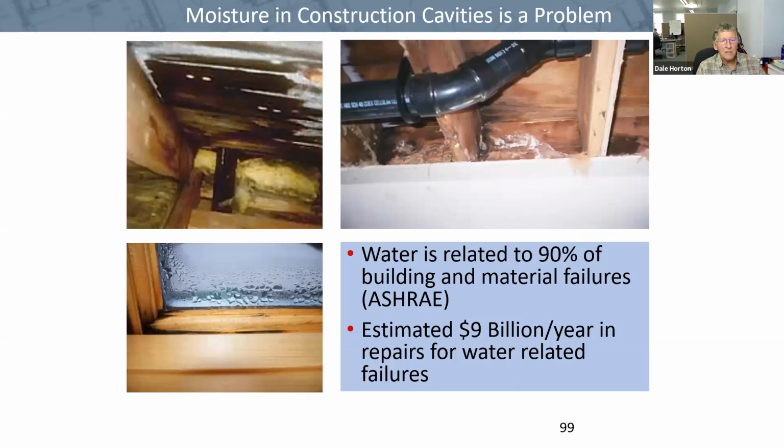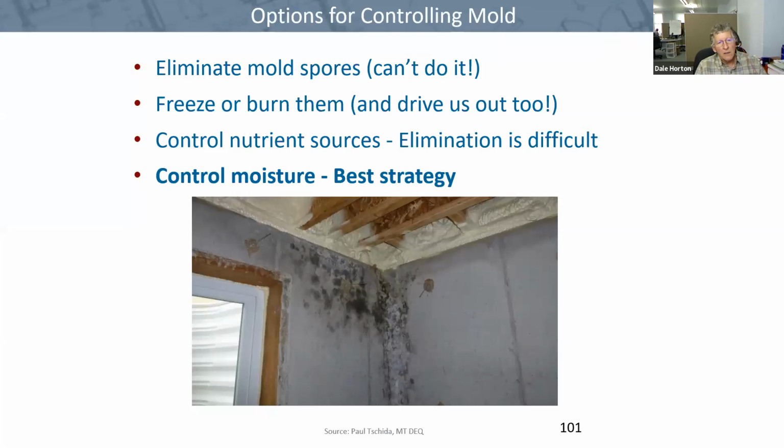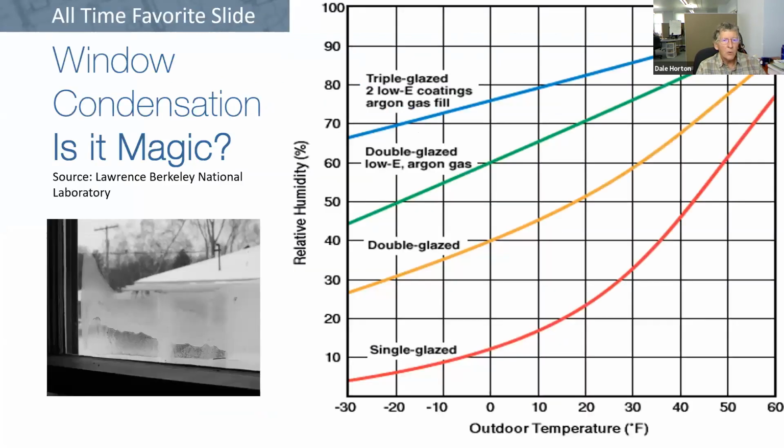So moisture in cavities is a problem. We've seen damage done along the rim joist in the attic and condensation at the windows because of the lack of air barrier and high humidity in the building. That can lead to mold and rot within the building cavity. Mold can be dealt with in really only one way, by controlling moisture. You can't eliminate mold spores, you can't burn them out, and you can't really eliminate the nutrient sources, which are water and wood. So controlling moisture is how you deal with mold.